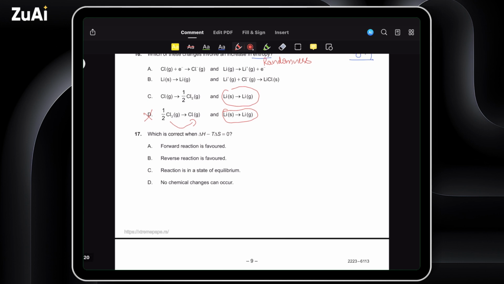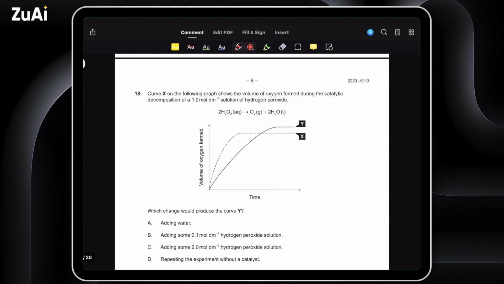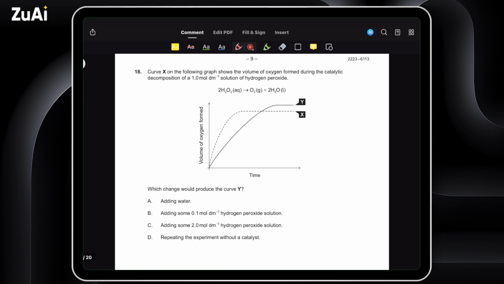What is the correct delta H negative, T delta S 0? You know what? Delta G is equal to delta H minus T delta S. So when delta G is equal to 0, that means the reaction is at equilibrium. So that's why we can say that C is the answer. Okay. So curve X.